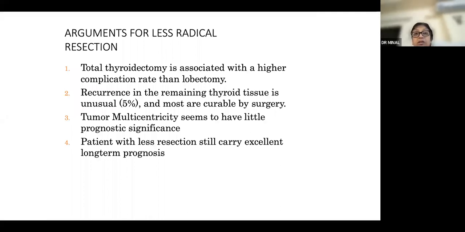But then there is another school of thought which says no, we should go for less radical resection, because they say that the complications are higher for total thyroidectomy, and if you preserve some thyroid tissue, then the side effects are less, mortality is less, and the recurrence rate anyways remains the same. So that is the argument given in favor of less radical resection.